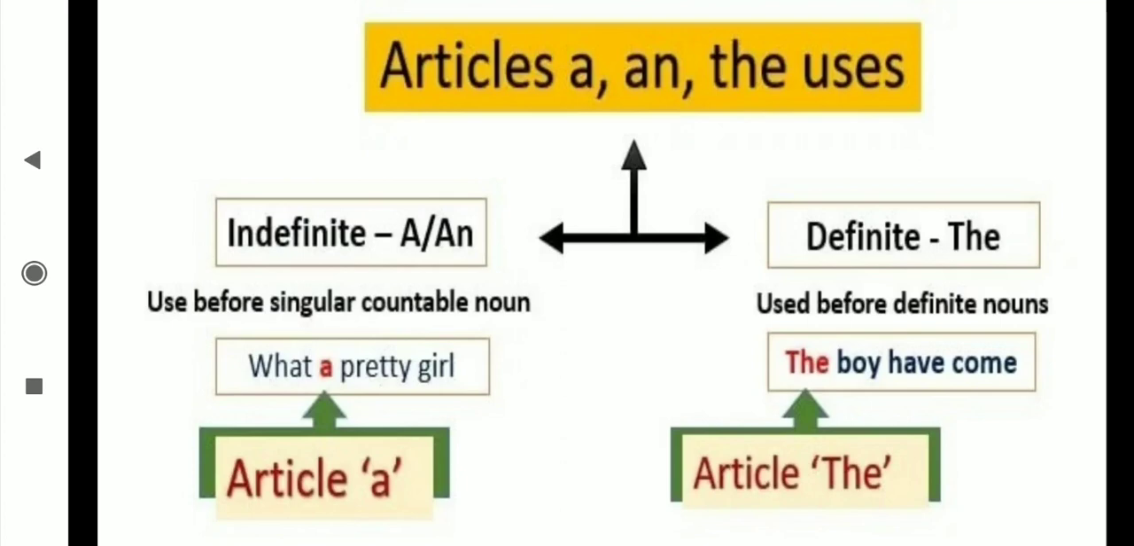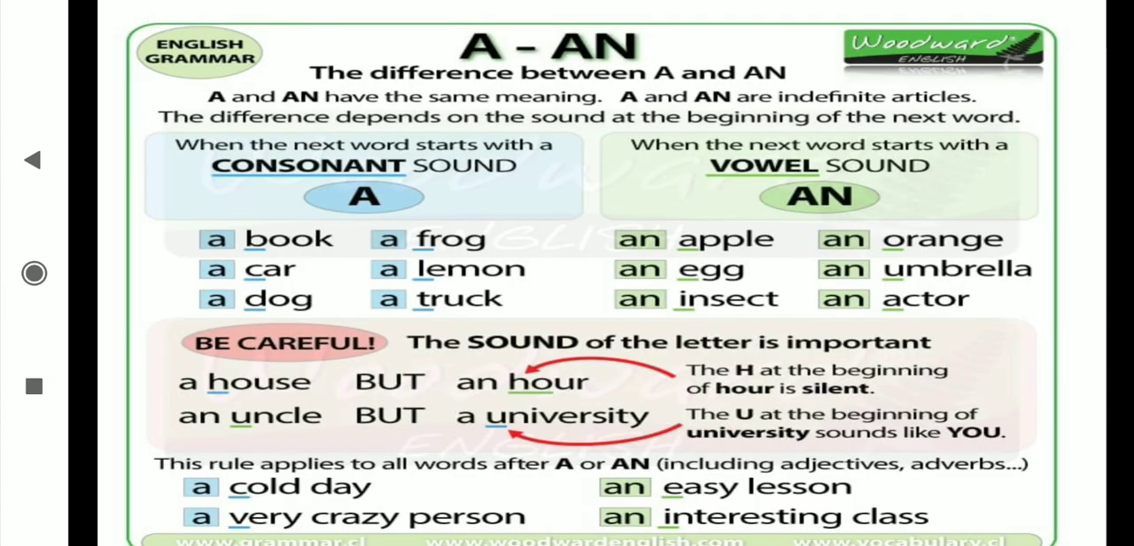Now the definite article the is used before a definite noun. The boy has come. Now see the difference between a and the. When I said a pretty girl, I don't know which girl it is; commonly I said it for any girl. But when a boy is coming and I know who he is, a particular person is coming, that time I said the boy. A girl means I don't know which girl, and the boy means I know exactly which boy is coming. Understood? Then the boy has come.